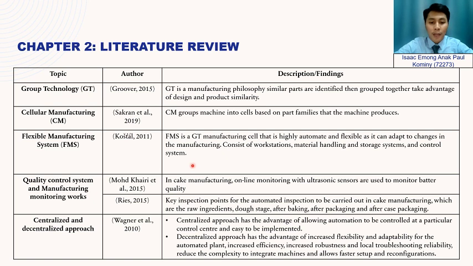Next, moving on. In cake manufacturing, online monitoring with ultrasonic sensors is used to monitor quality, and several key inspection points for cake manufacturing are the raw ingredient stage, dough stage, after baking, after packaging, and after case packaging. According to Wagner et al., the centralized approach and decentralized approach have several key advantages, respectively. The centralized approach allows automation to be controlled at a particular control center, and it is easy to implement. On the other hand, the decentralized approach has the benefit of increased flexibility and adaptability for an automated plant.